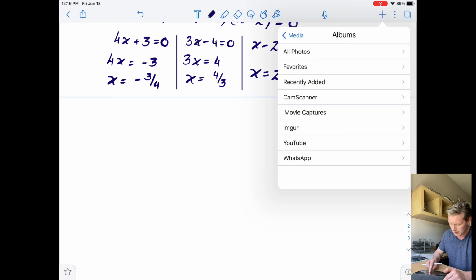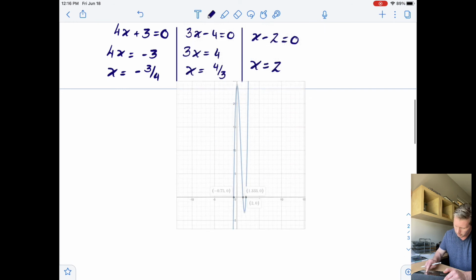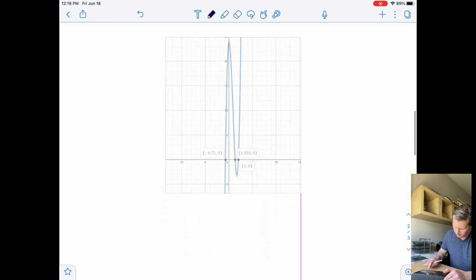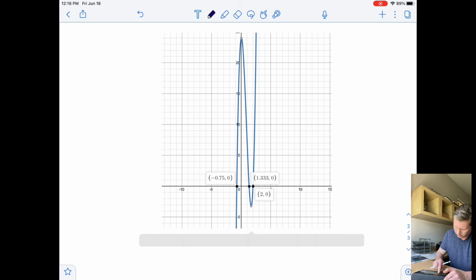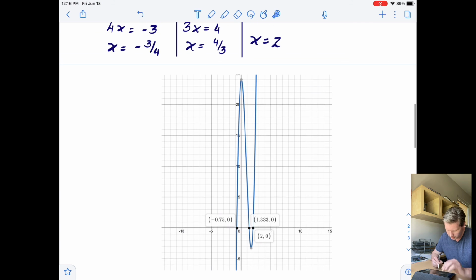Just to give you a sense of what this actually looks like, I have graphed it. It's right here. Let me just bring it down so you can see it. There it is. And indeed, you see the 3 points right here: negative 0.75, that's this one, negative 3 over 4; 1.333, that's this one, 4 over 3, 1 and a third; and then, sure enough, 2, 0, which is this one right here. So you have all 3 roots there.